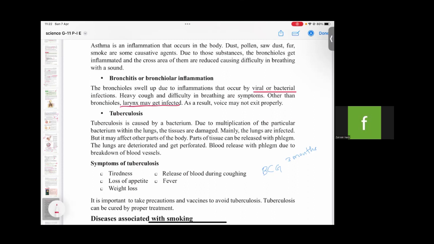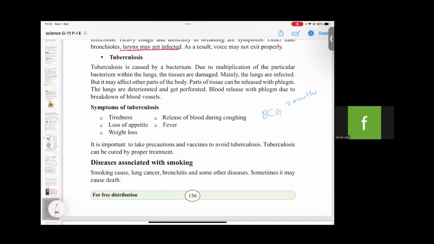Then there is tuberculosis. Now it's not so common because we all get the BCG vaccine when we are 3 months old. Tuberculosis is caused by bacteria. It will multiply inside our lungs and the tissues will be damaged. Mainly the lungs will be infected, and it will affect other parts of the body as well. It will release phlegm, and the lungs will deteriorate and get perforated, so there will be blood released with the phlegm.